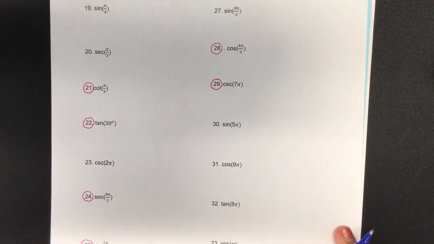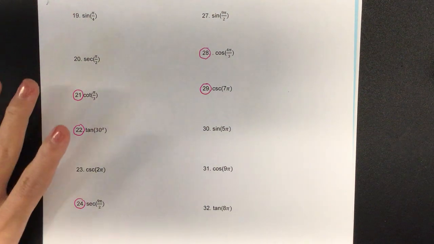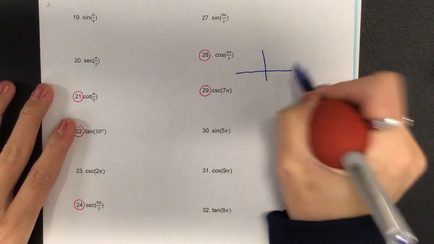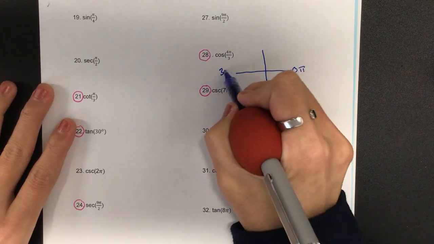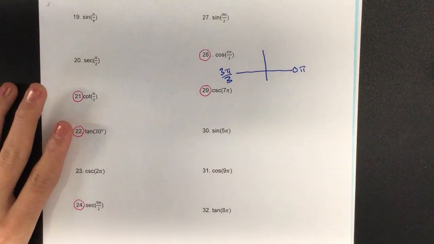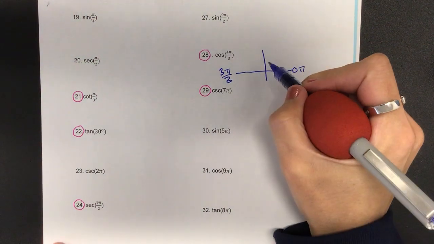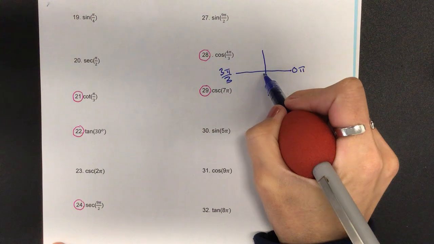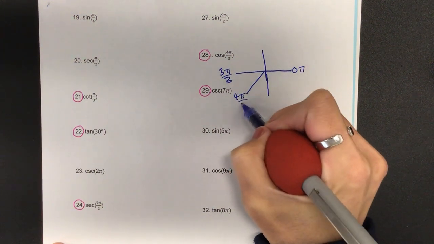Okay, on number 28, we have our cosine of 4 pi over 3. So when I'm looking at 4 pi over 3, I'm going to actually look at my unit circle. So here's my 0 pi, and that's going to be 3 pi over 3. So that means our 4 pi over 3 is going to go where? Right in between. So 4 pi over 3 is somewhere over here. Oh, I'm kind of spilling the work over.